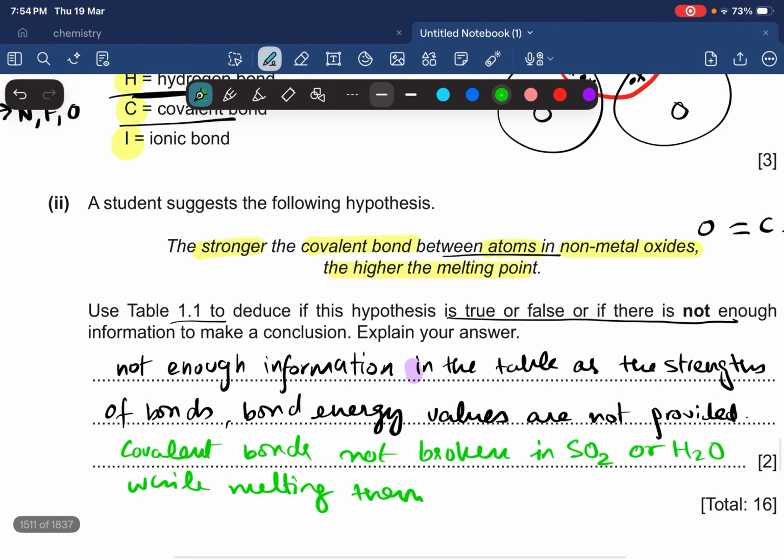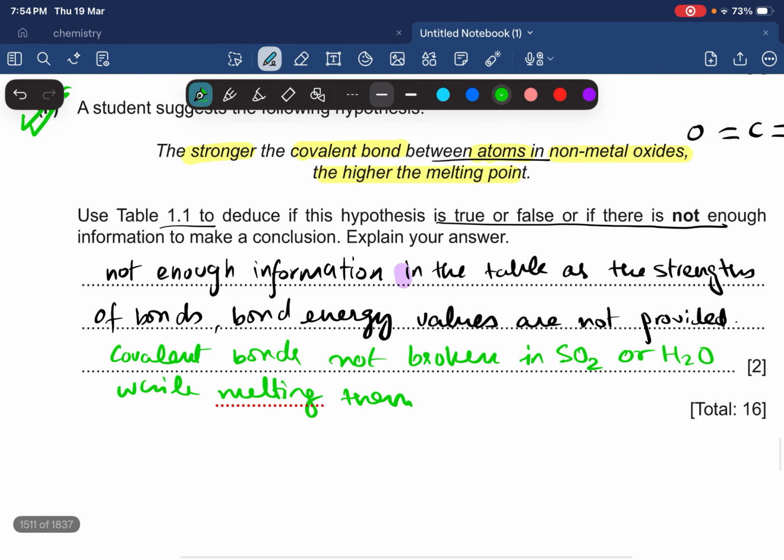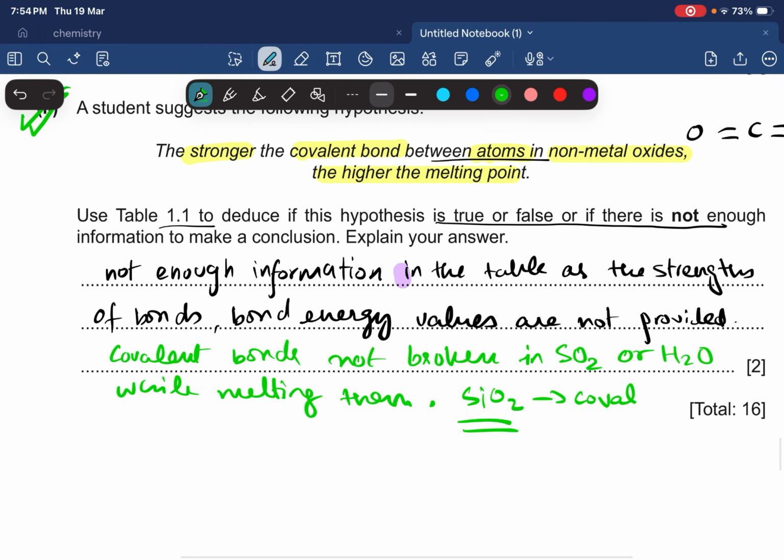That's a very clever question the examiner asked. He wanted to see whether you realize what kind of things you are breaking when you're melting a substance. Covalent bonds are not broken in these, but with SiO2, covalent bonds are broken because that's a giant covalent structure. The only thing you have is covalent bonds. You're going to break them. So over here, we say that covalent bonds are broken.